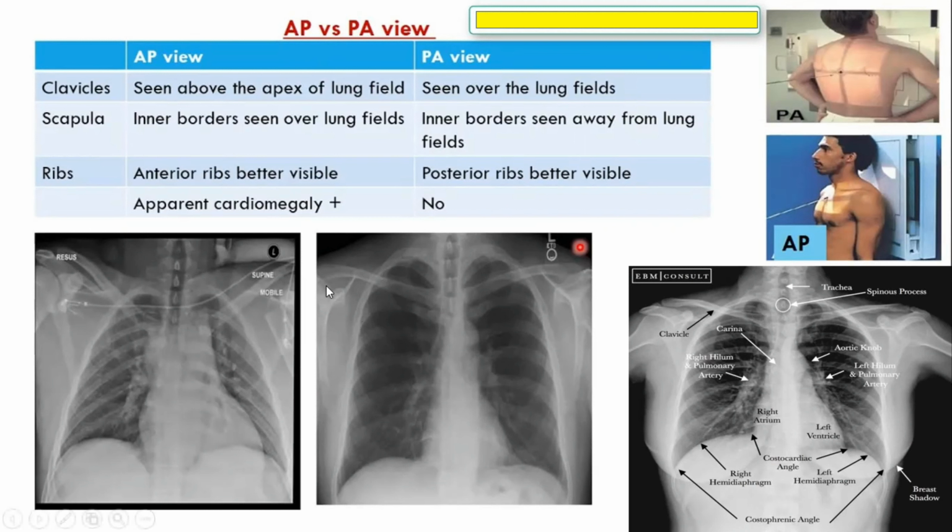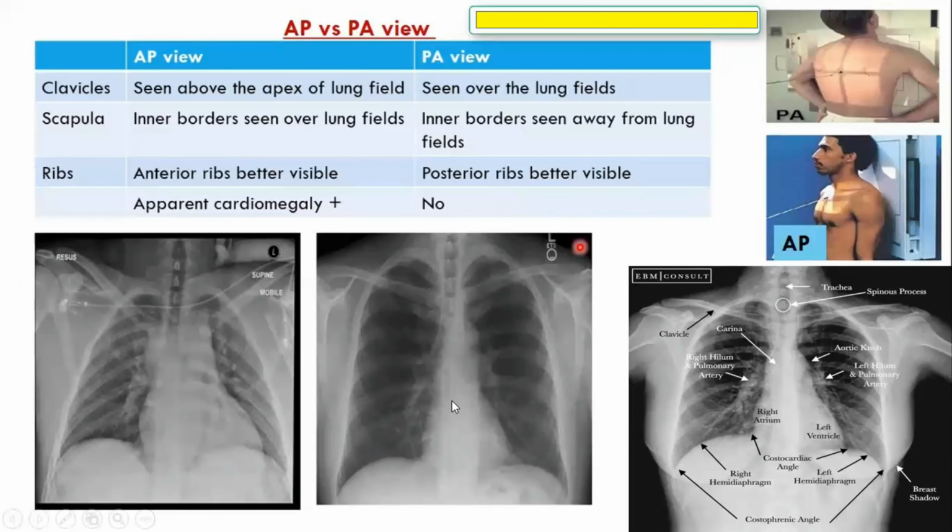In PA view, the patient holds the film like this, so the scapula inner border is seen away from the lung fields and the clavicles are seen over the lung fields. And posterior ribs are better visible. There will be no apparent cardiomegaly.